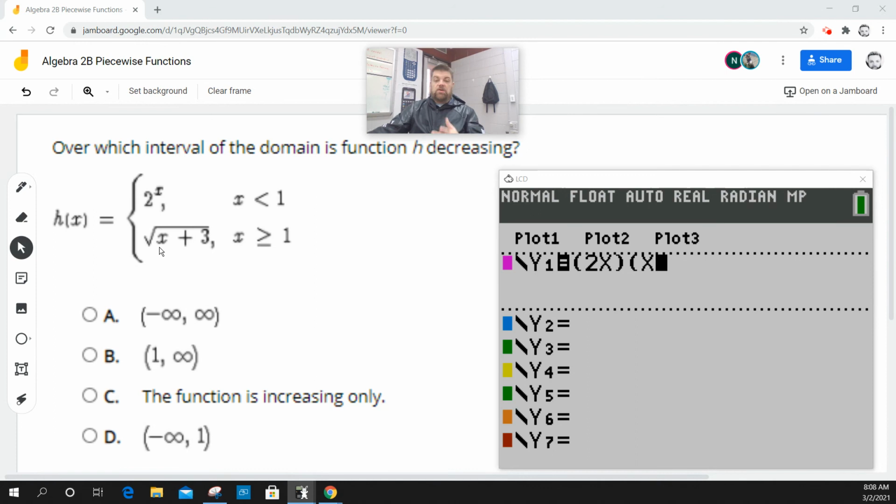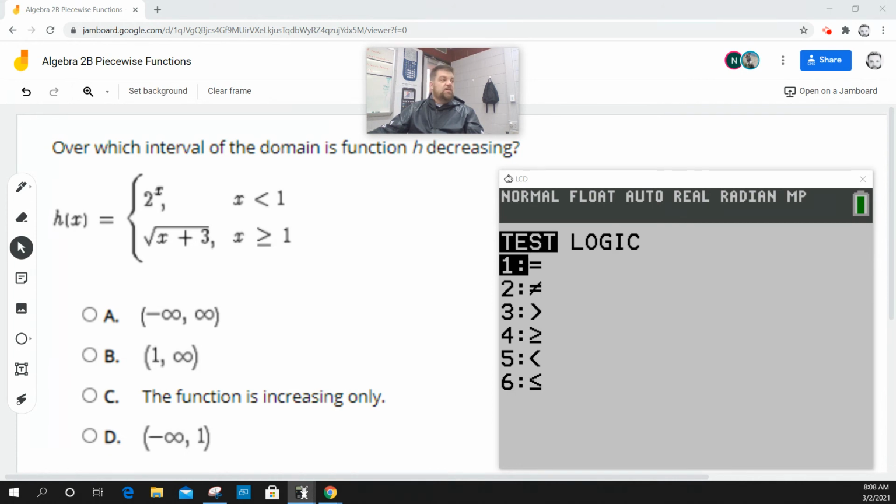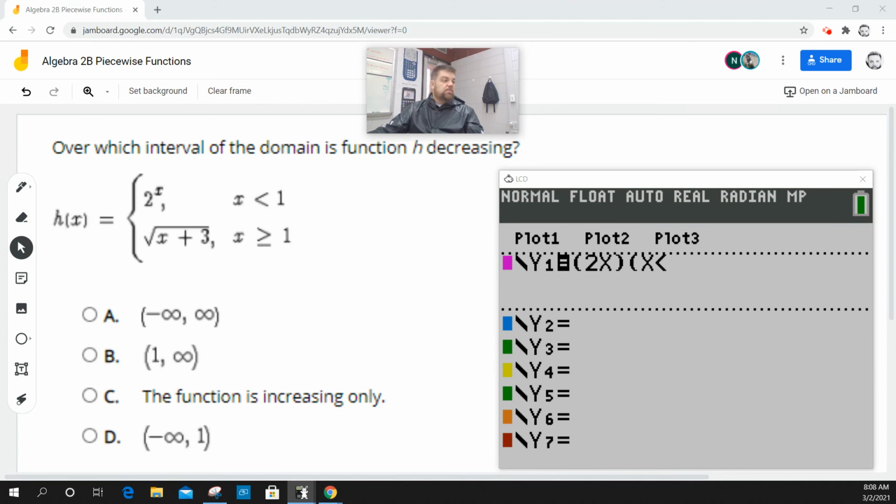plus 3. So this is how you plug this in the calculator. I plug in the function in parentheses, and right next to that, I put parentheses, and now I define the domain for that function, okay? So what I'm going to do is hit second and the math button, see how this says test? I'm going to go down and choose the less than symbol. Hit enter. Then I'm going to put 1. So that's the first part of it.